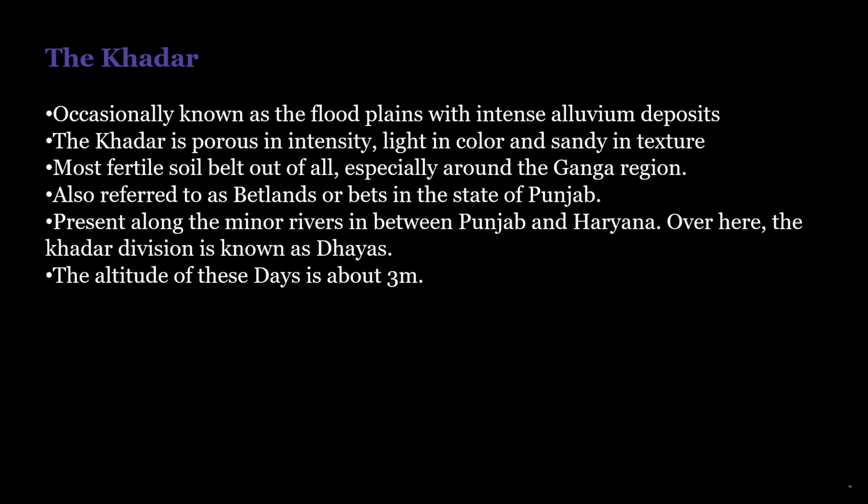Also referred to as betlands or bets in the state of Punjab. Present along the minor rivers in between Punjab and Haryana. Over here, the Khadar division is known as Dhayas. The altitude of these Dhayas is about 3 meters.